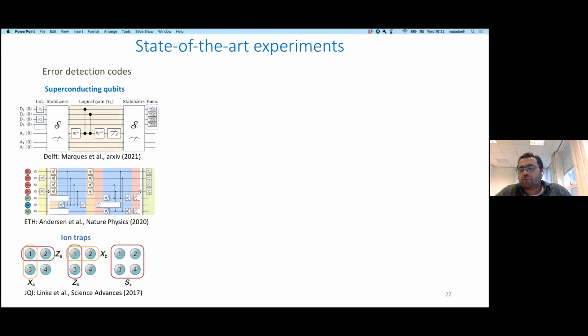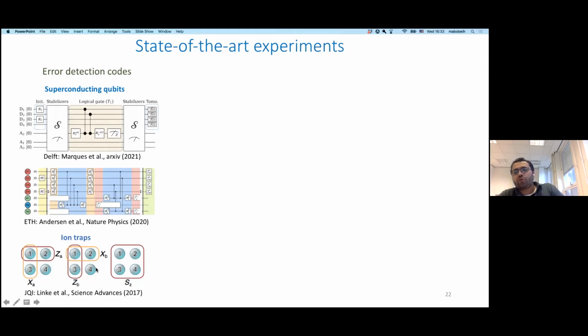There have been a lot of beautiful experiments towards fault tolerance. For example, experiments on error detection codes, where errors can be detected but not corrected. We have these two nice examples: this work from Leo DiCarlo's group, and this work from Christian Andersen when he was at ETH. He's also now a group leader at QuTech. And error detection codes were also done in ion traps.